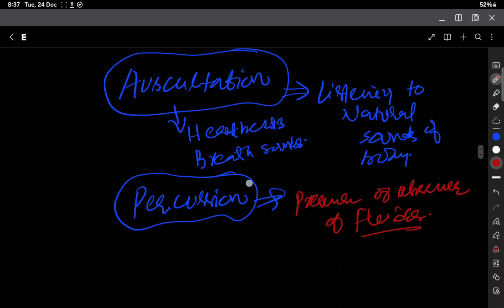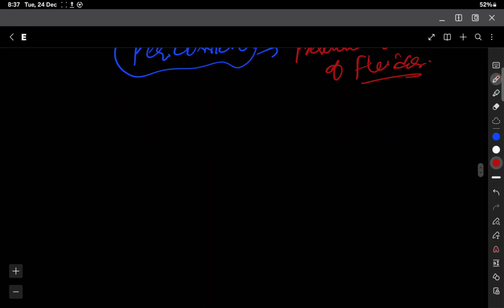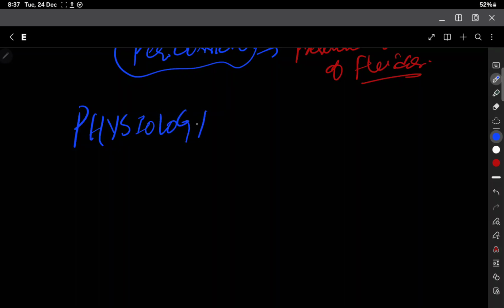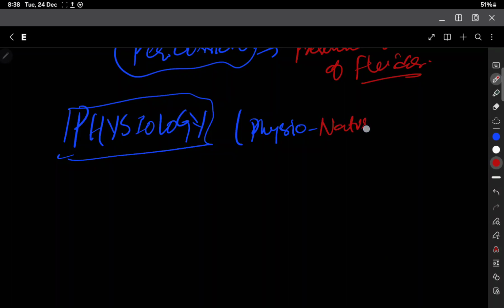Now we have the second part which we will be studying, that is physiology. Our topic was introduction to human anatomy and physiology. So now we will go to the second part, that is human physiology. It is made up of two terms. One is physio, and physio means nature. And the second one, logy, means study. So we can call it the science of body function.